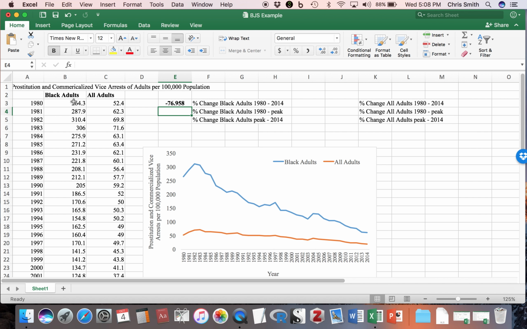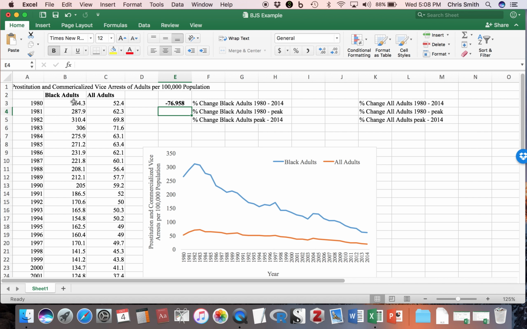So we have a negative percent change here. Negative is good when you're talking about arrest rates and crime rates because negative means that there was a decrease, that the rates went down. Here's how to interpret this number in writing. From 1980 to 2014, the prostitution and commercialized vice arrest rate for Black adults decreased by 77%. One more time. From 1980 to 2014, the prostitution and commercialized vice arrest rate for Black adults decreased by 77%.